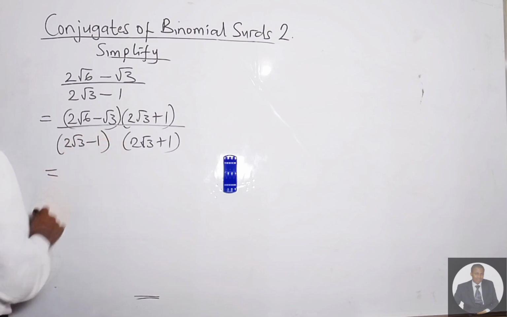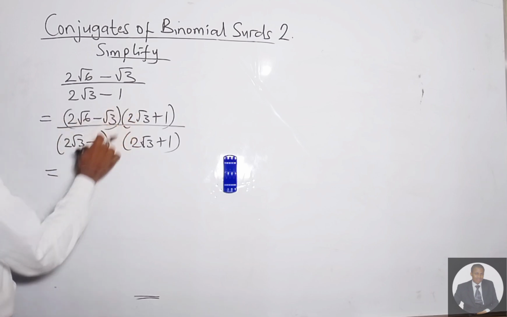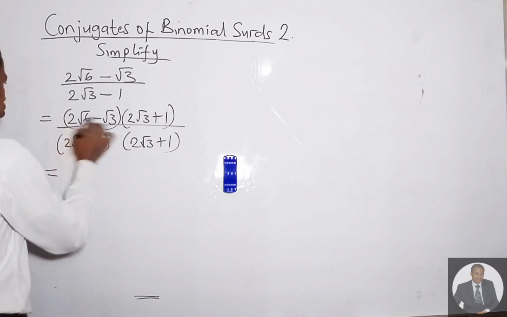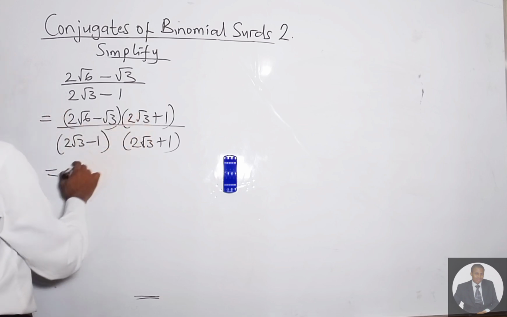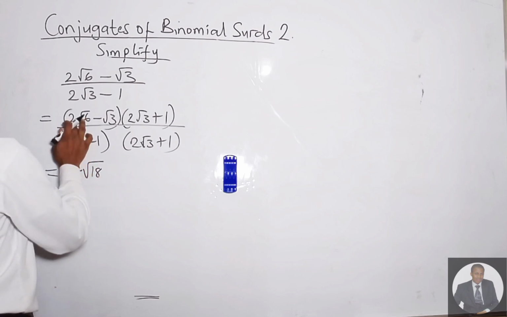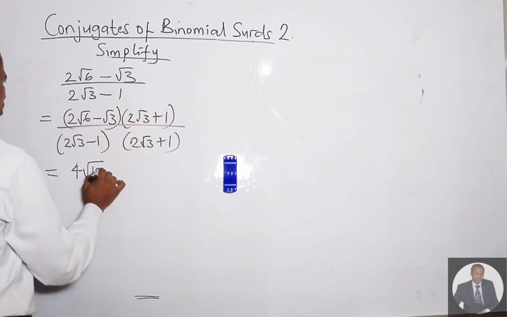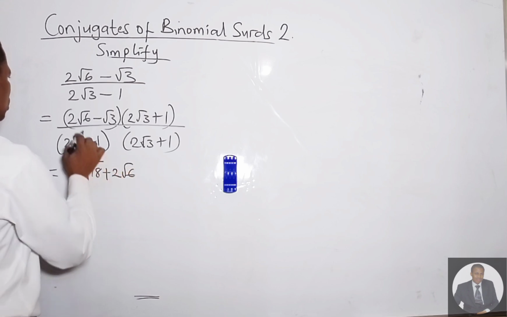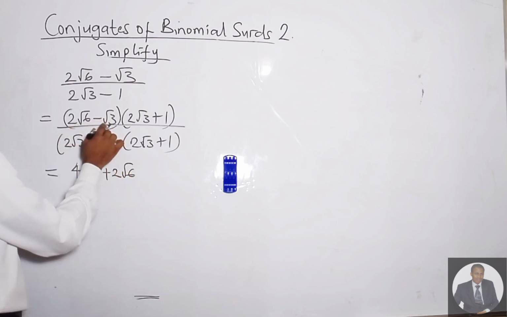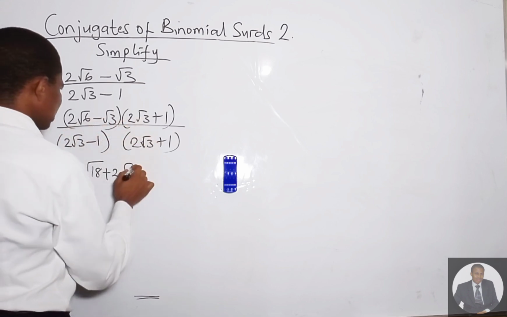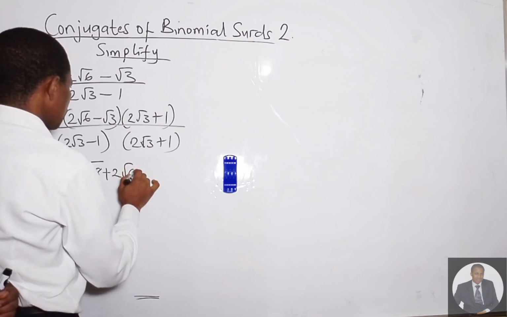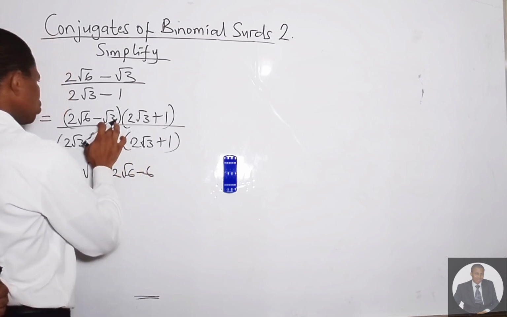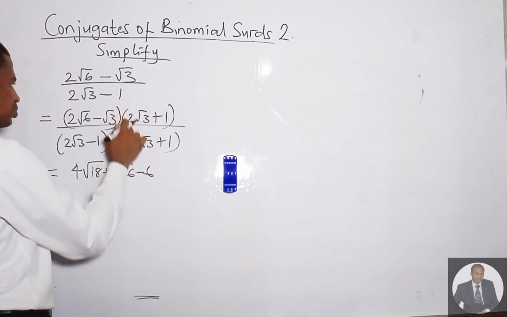Open bracket. So let's expand. 2 root 6 times 2 root 3. That's 2 times 2, 4. 4 times, that will be 4 root 18. 2 root 6 times 1, 2 root 6 plus 2 root 6. Then we say minus root 3 times 2 root 3. That will give us minus 6. Root 3 times root 3 is 3. 3 times 2 is 6.